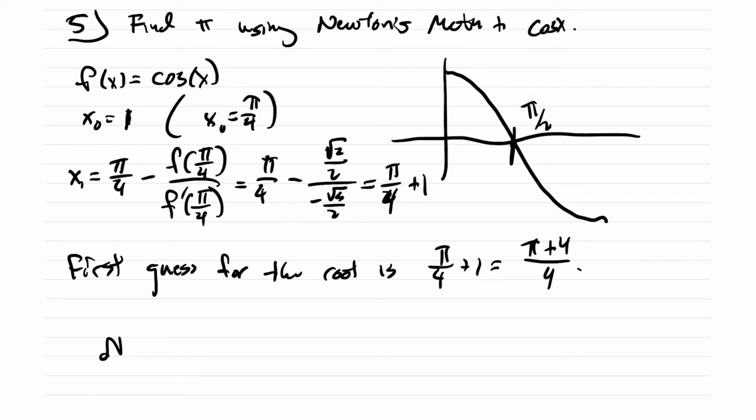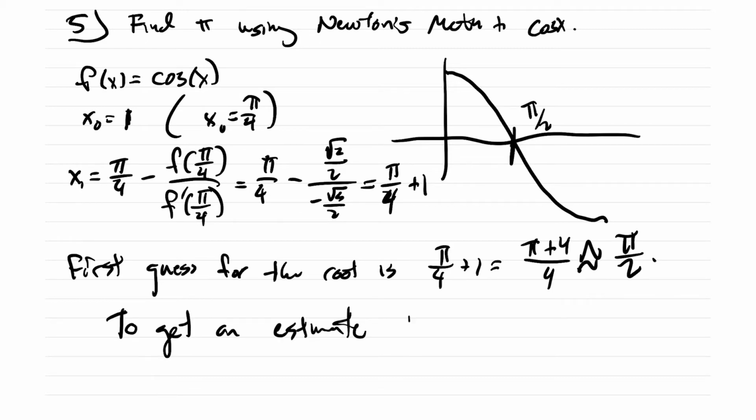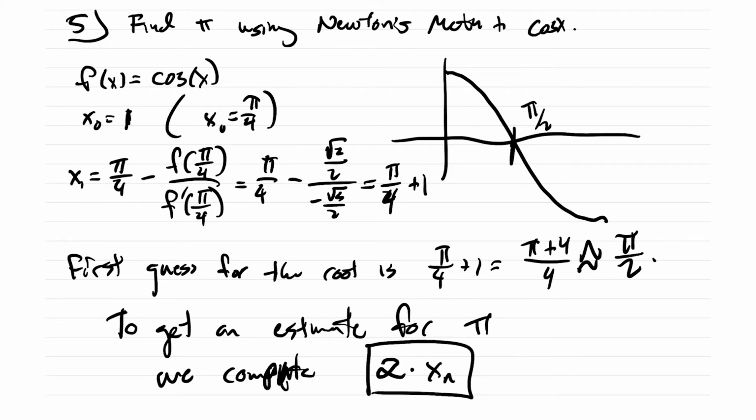There we go. So then the idea is that this should be equal to roughly pi over 2. And then to get an estimate for pi, we compute, say, 2 times xn, right? And then that's going to give us our estimates for pi. Of course, you don't use 2xn and feed it back in. You use xn to feed it back in, just like you do the algorithm anyway.